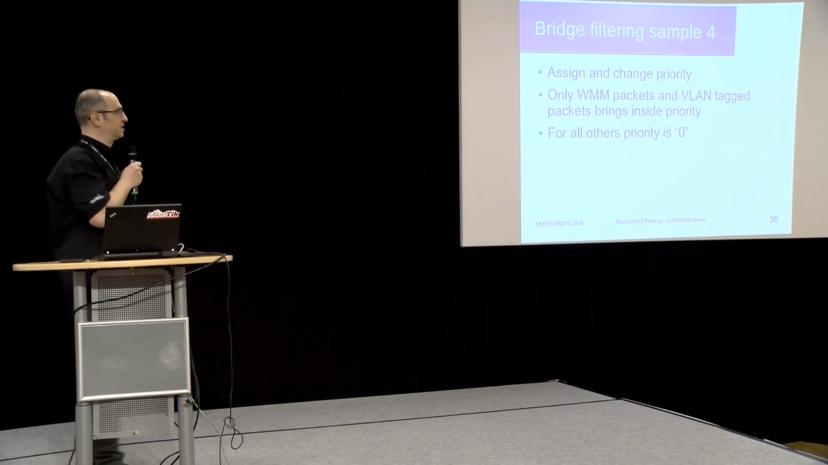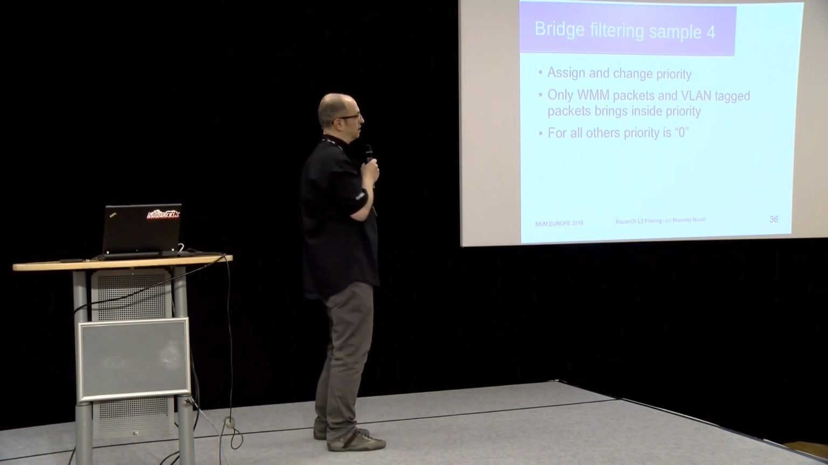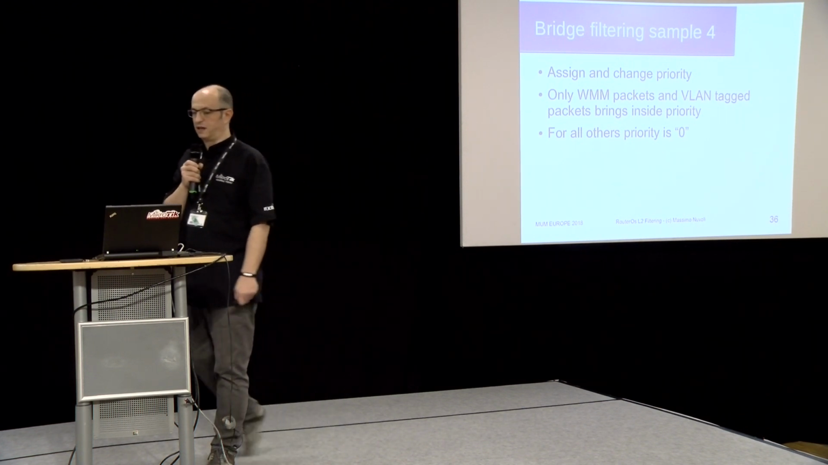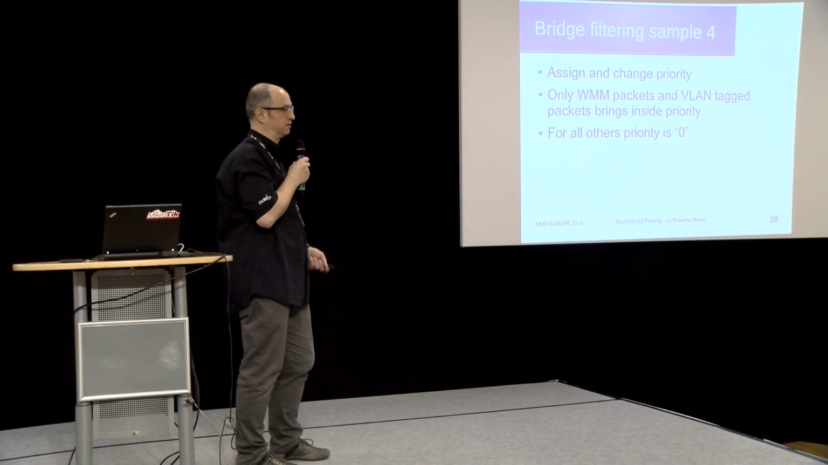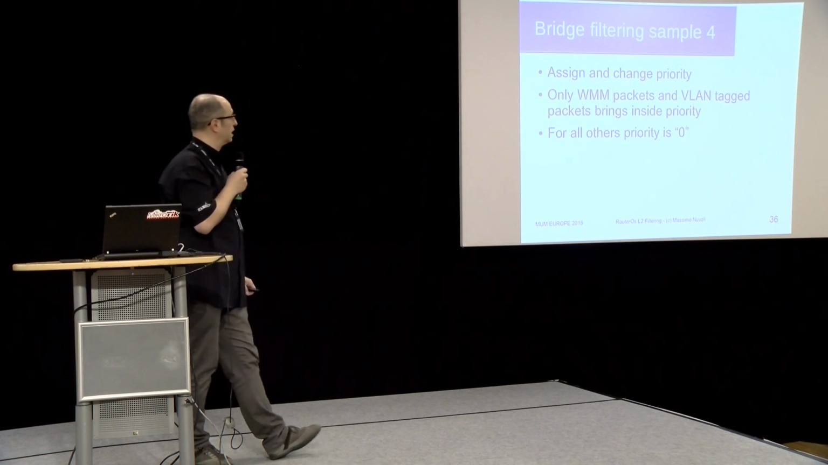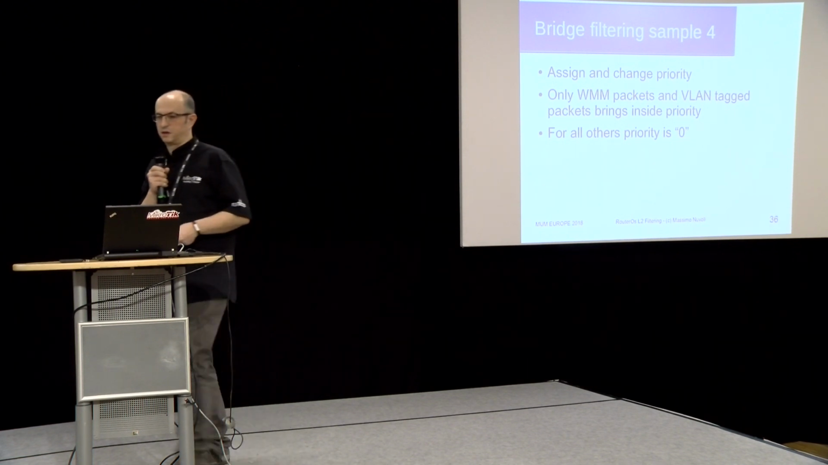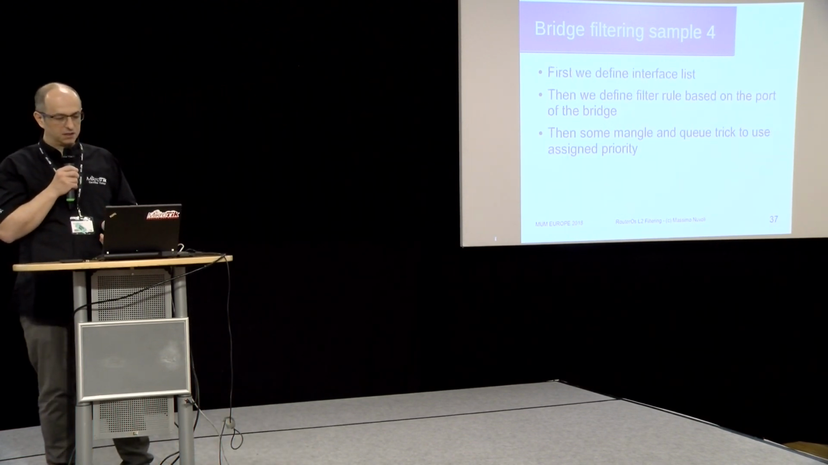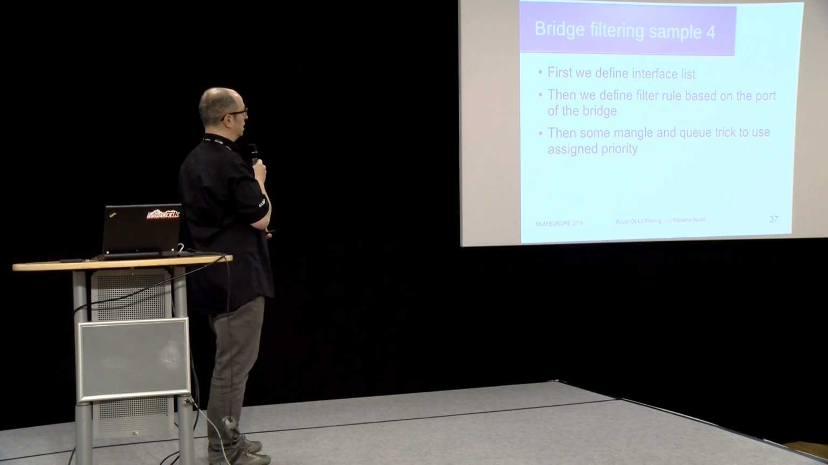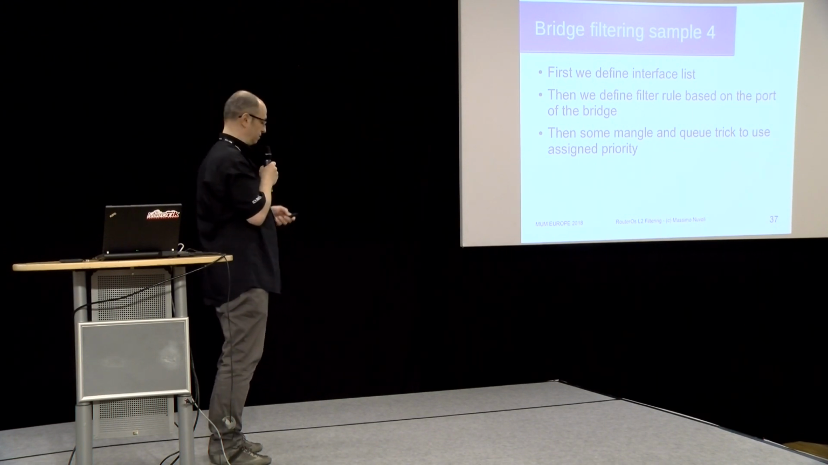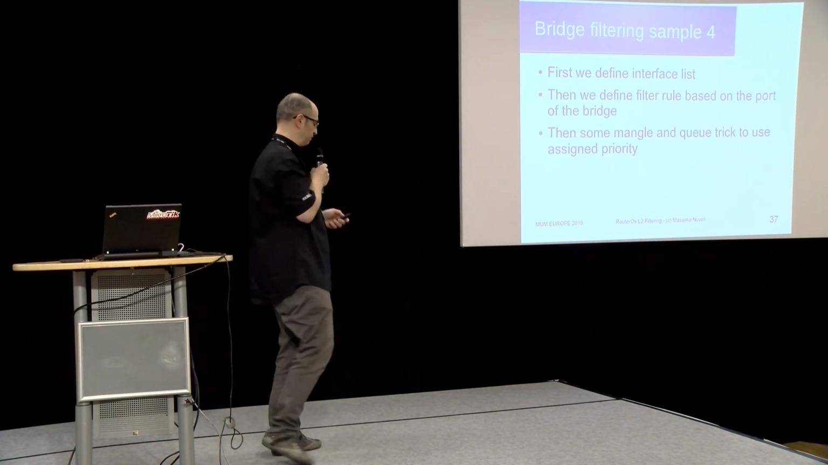Then a more complex example. This is also level 2 filtering. WMM packets and VLAN tagged packets that have some kind of classification. This is only an example. They take priority, and all other traffic takes no priority. This is done with interface list. And then we use Mangle, that is IP level configuration, not level 2.